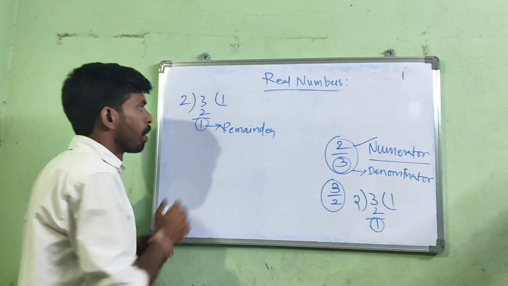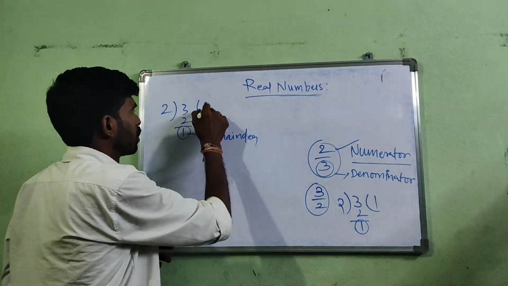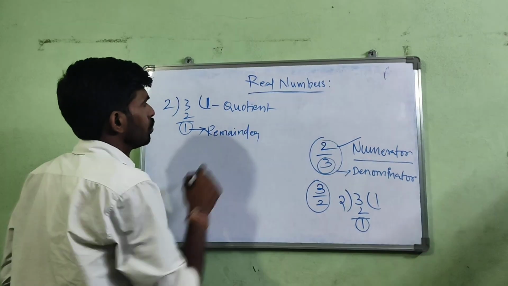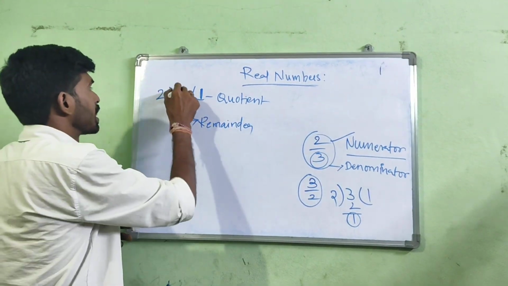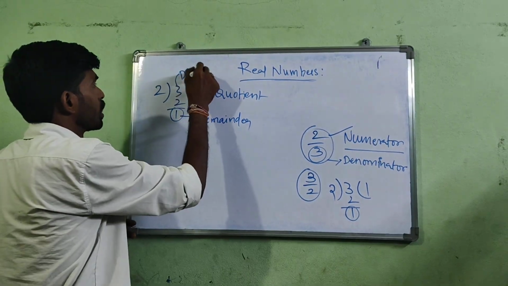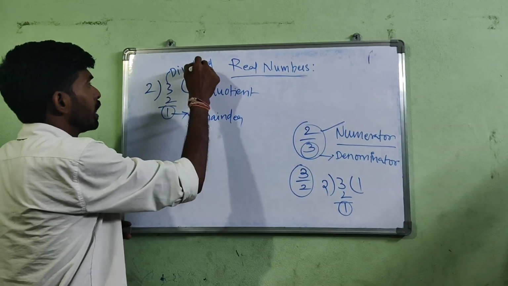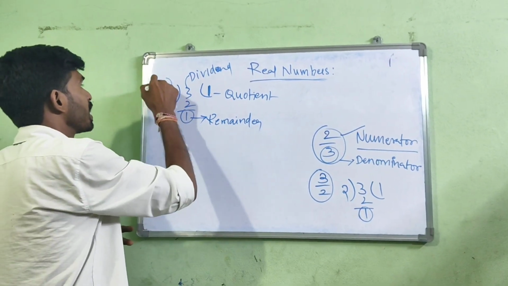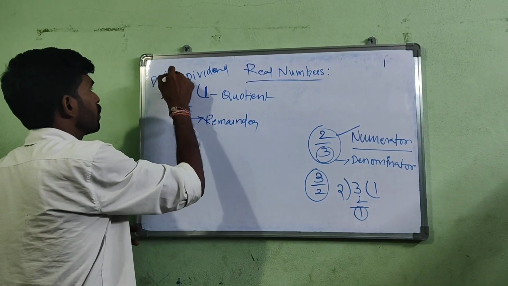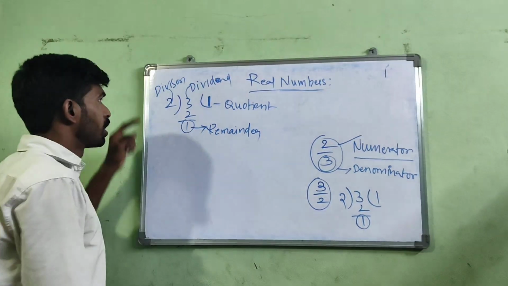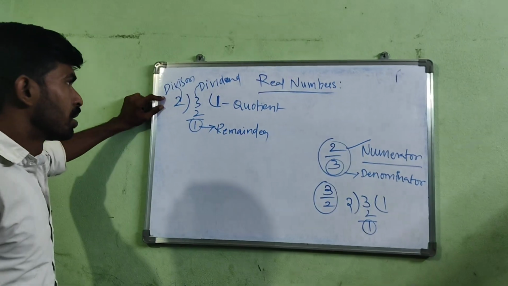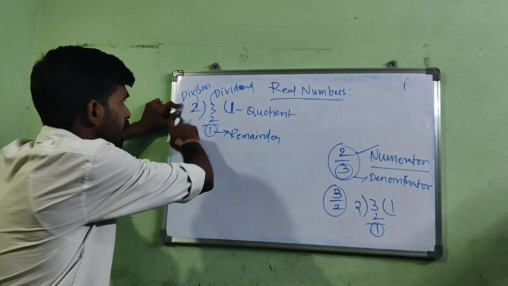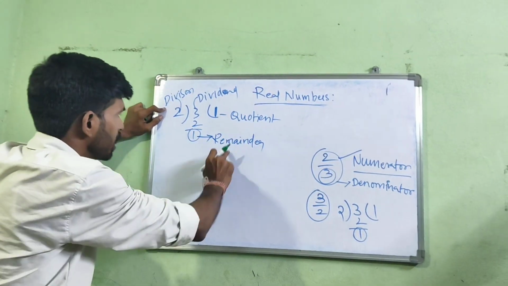Okay. This is the quotient. This is what we call the dividend. D-E-N-D, this is the dividend. This is the divisor. Okay, this is the divisor, this is the dividend, this is the quotient, this is the remainder.